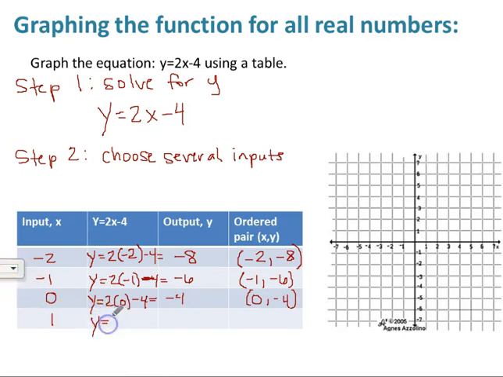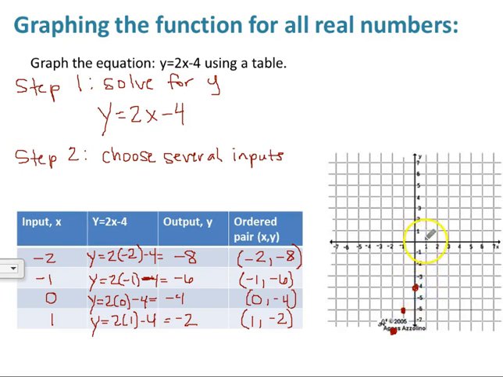Let's plug in 1. 2 times 1 minus 4 equals -2. So when my input value is 1, my output value is -2. So now we're going to plot all these points. -2, -8. So we're at -2, -8. So it would be down here. Then we'll do -1, -6. My next point is 0, -4.